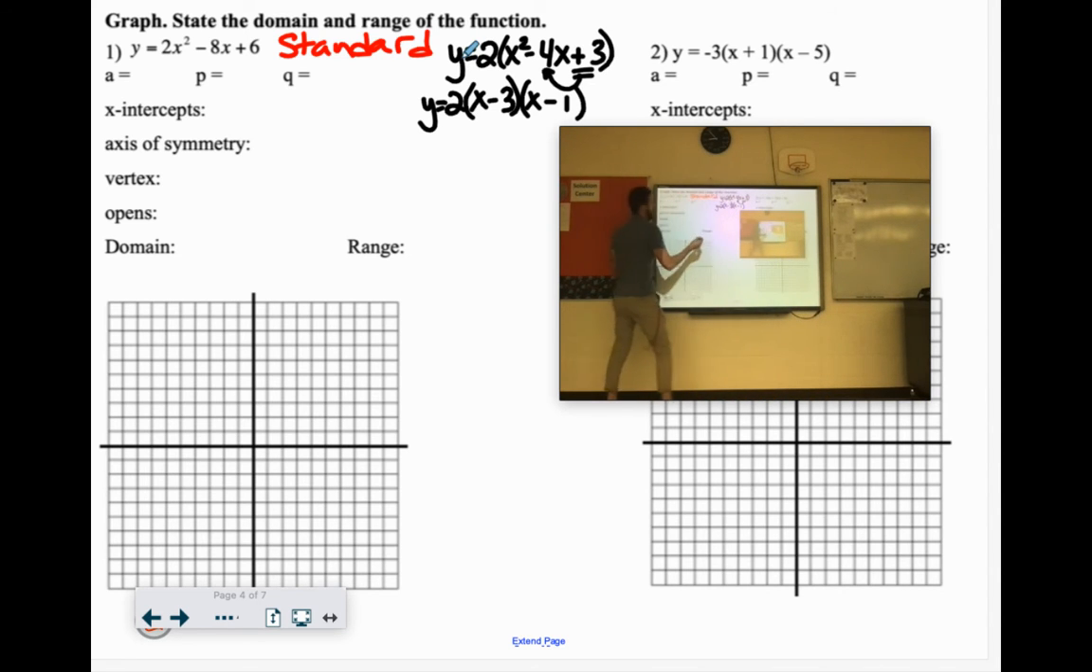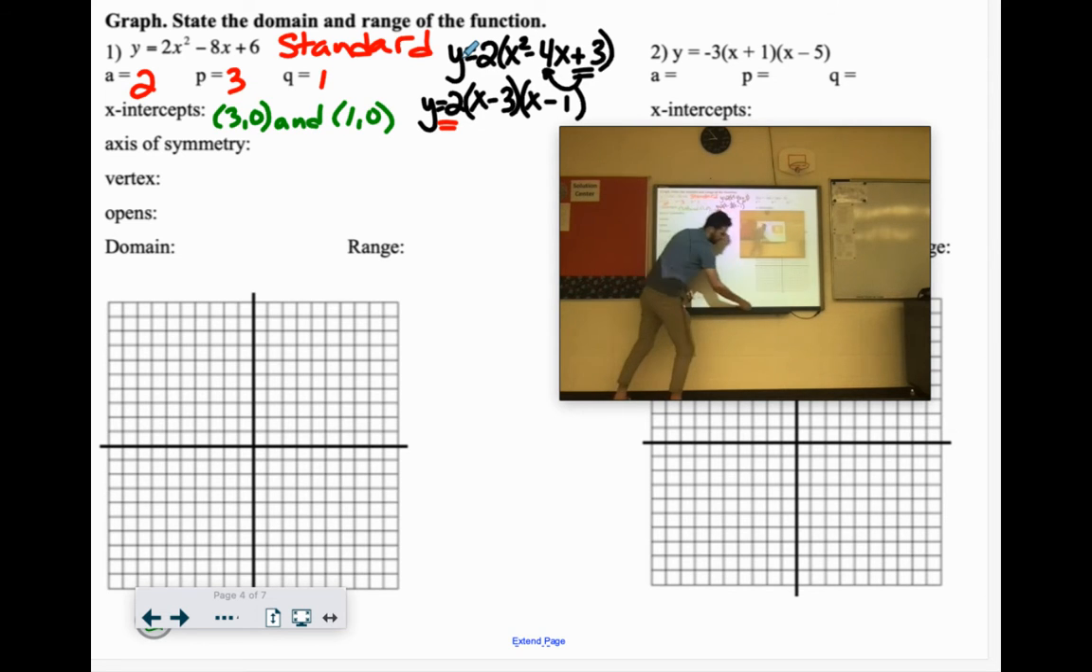So the a in our case is 2. We get that from right here. The p's and q's, it says x minus 3, so that would be positive 3. X minus 1, positive 1. So these are our x-intercepts. So if it crosses at 3, that coordinate would be 3, 0. If it crosses at 1, that would be 1, 0.